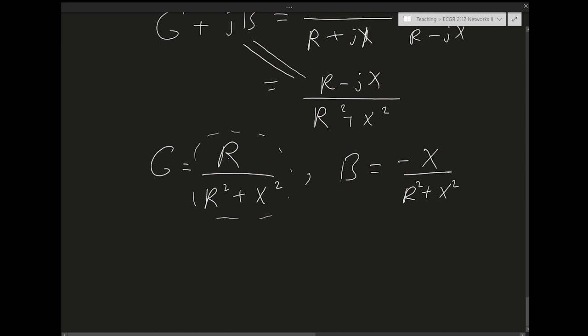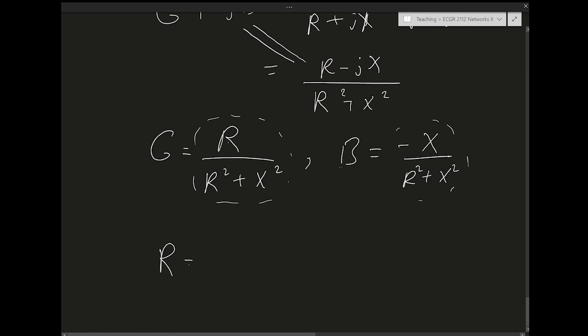And the inverse of the reactance is not the susceptance. Only if the resistance is 0 do we get minus 1 over X, right? So the inverse of the reactance does not directly give me the susceptance. It's this formula. The resistance plays a part, right?